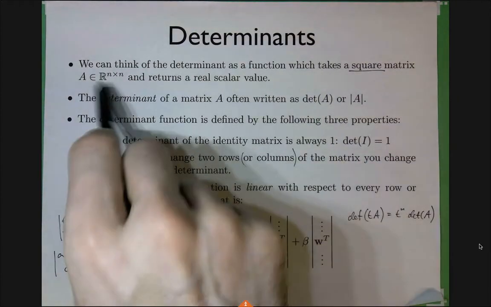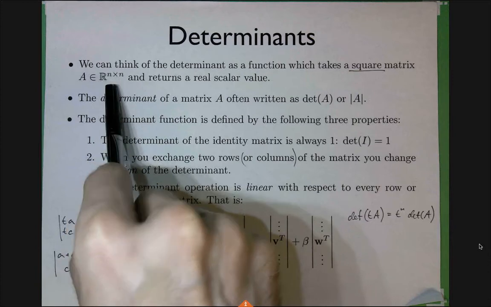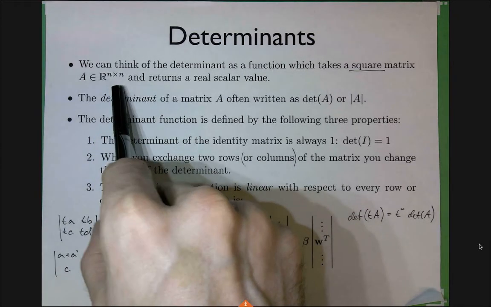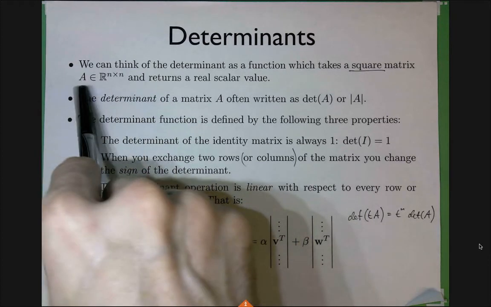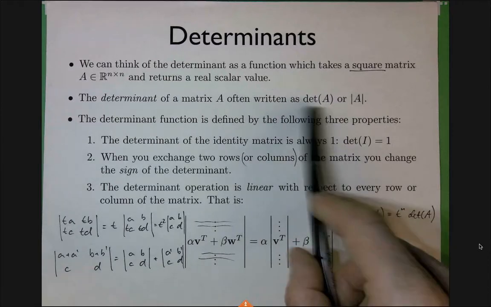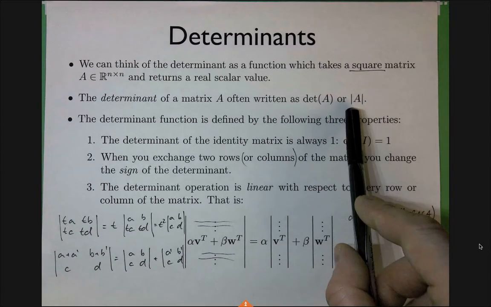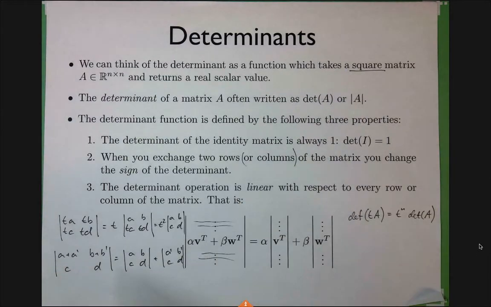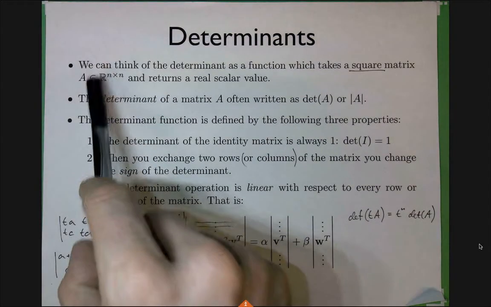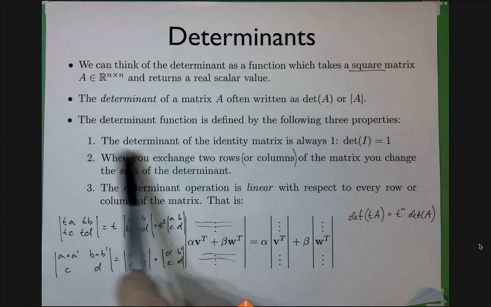So the determinant is a function of a square matrix, and we are dealing just with real matrices. They always have to be n by n. It assigns to the matrix a scalar, just a real number. And we denote it either like this or just with these vertical bars. And we define the determinant using these three properties. We said that the determinant is a mapping that satisfies these three rules.